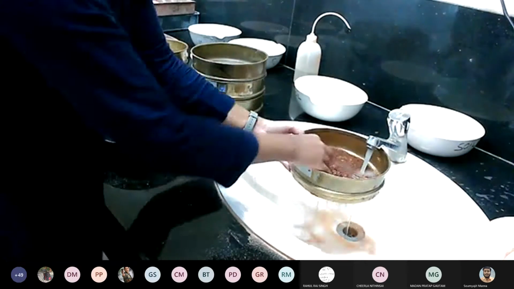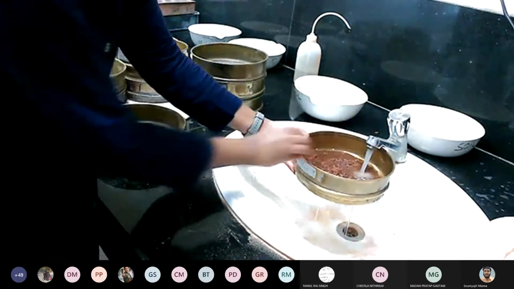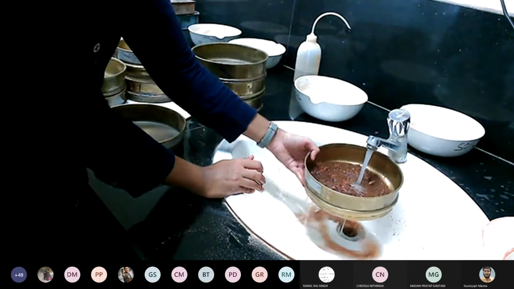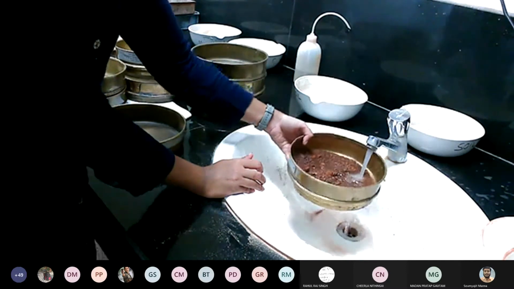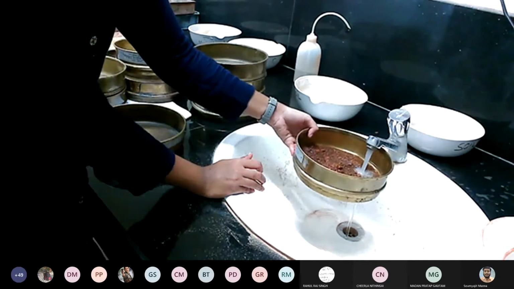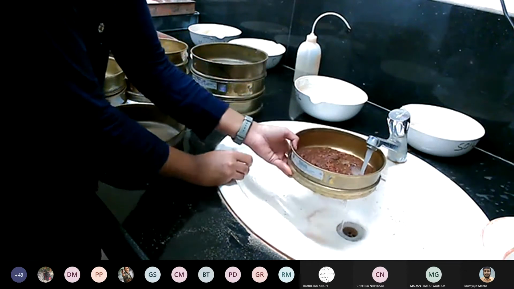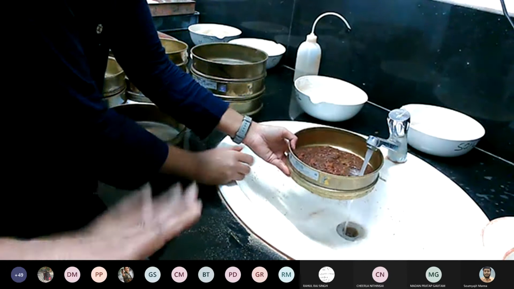Now you can notice the clear water is passing through the sieve. That indicates that no more particles are passing through the sieve.